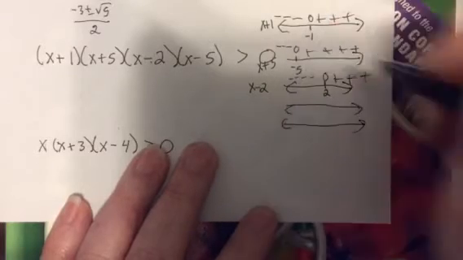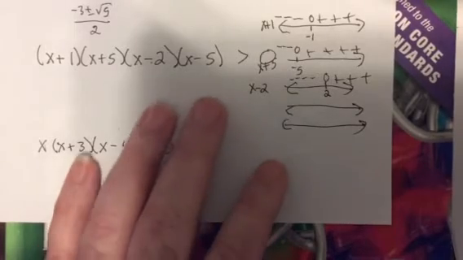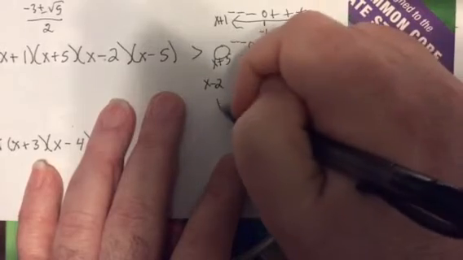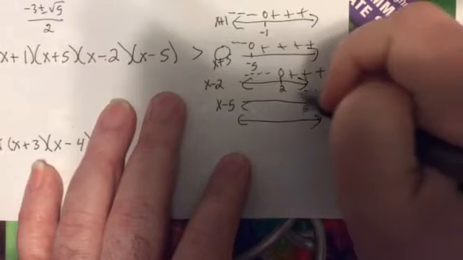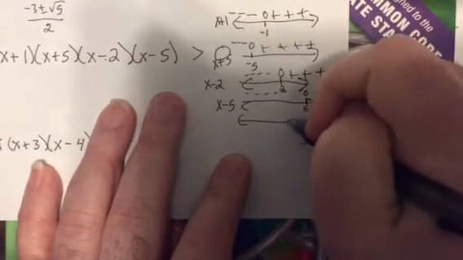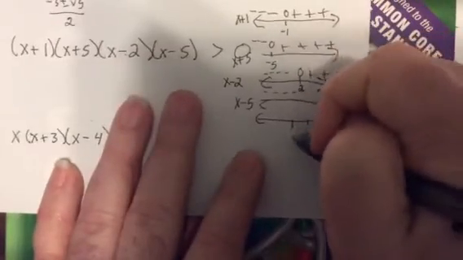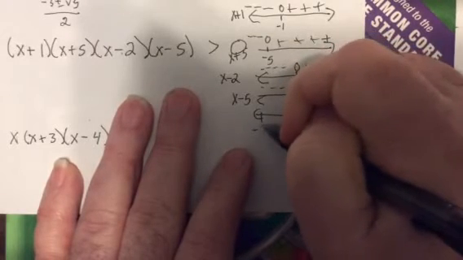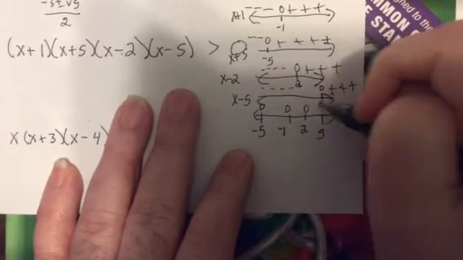Now, all the ones on this sheet happen to be this way. On the test, I might throw you a little curve. But this would be 5, x minus 5. 5 minus 5 is 0. So that's your 0, plus to the left, minus to the right. So I'd have 5. I would have 2. I would have negative 1. And we would have negative 5. So 0, 0, 0, 0.